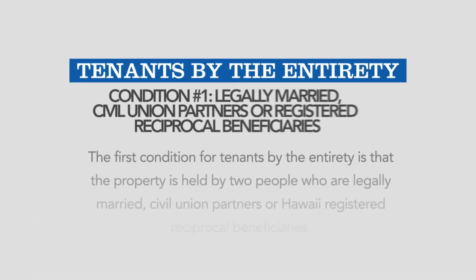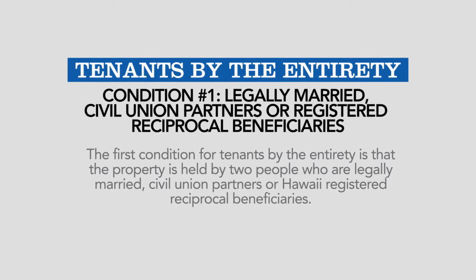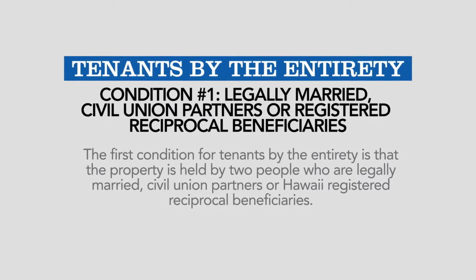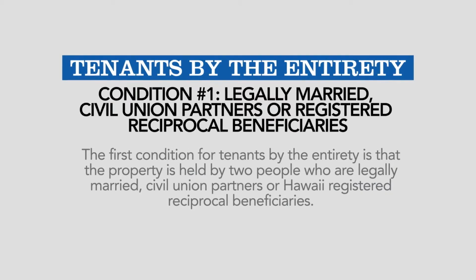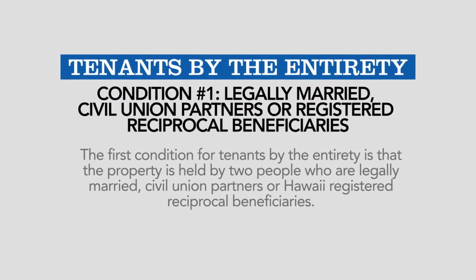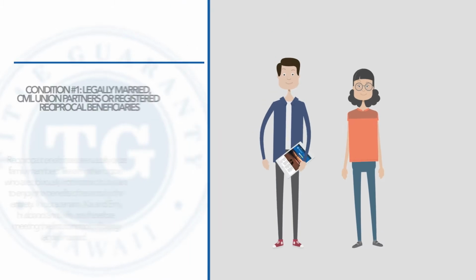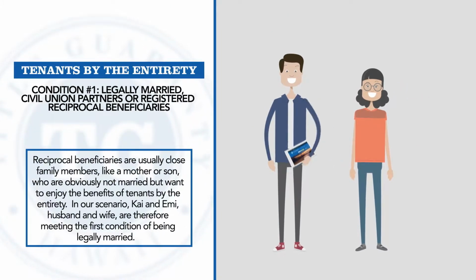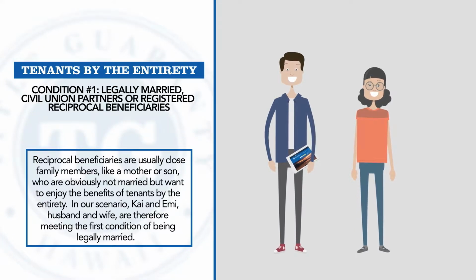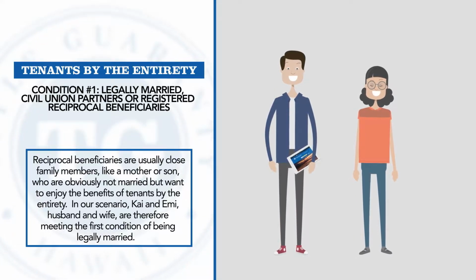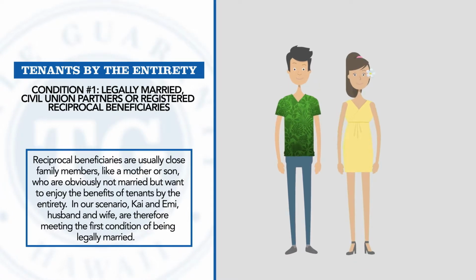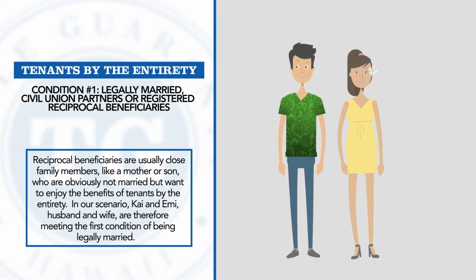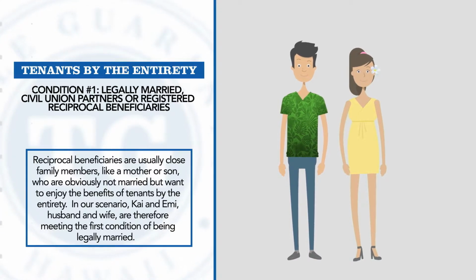Well, the first condition for tenants by the entirety is that the property is held by 2 people who are legally married, civil union partners, or Hawaii registered reciprocal beneficiaries. Reciprocal beneficiaries are usually close family members, like a mother or son, who are obviously not married but want to enjoy the benefits of tenants by the entirety. In our scenario, Kai and Emmy, husband and wife, are therefore meeting the first condition of being legally married.